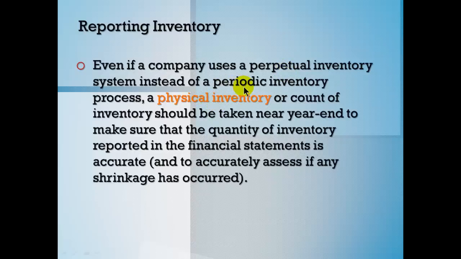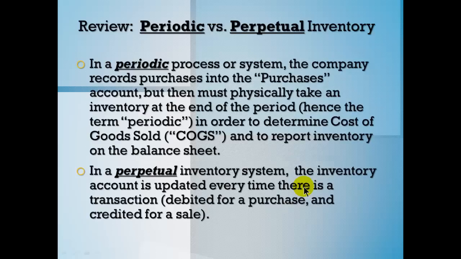Now, of course, on a periodic system, as the word implies, you periodically have to take that physical inventory in order to know how much you have on hand and to therefore be able to calculate your cost of goods sold during the period. So just know that you have to take that physical inventory whether you're on a periodic or perpetual system. And as a review, in a periodic system, the company records purchases into the purchases account, but then they must physically take that inventory at the end of the period, hence the term periodic, in order to determine COGS for the period, and also to report inventory as an asset on the balance sheet.